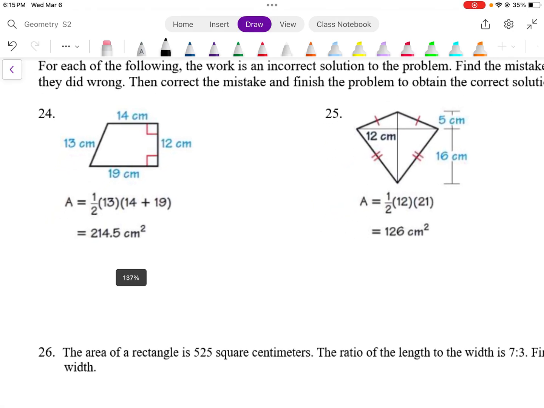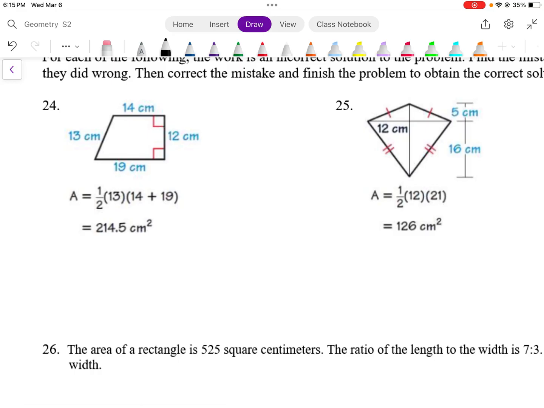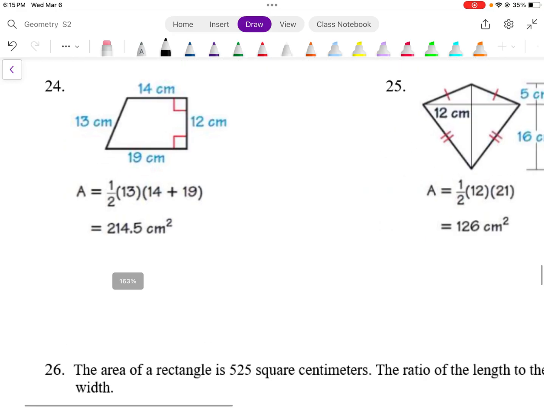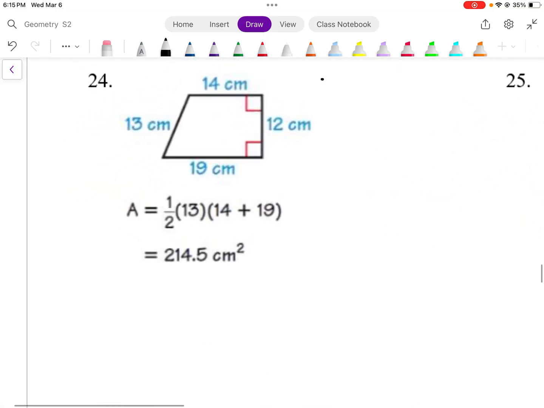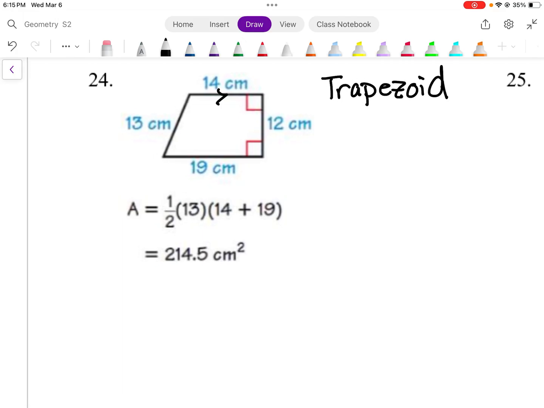For number 24 and 25, the work shown is not correct. You have to identify what the problem is. So for number 24, this one is a trapezoid. And we know that because there's only one pair of parallel sides.